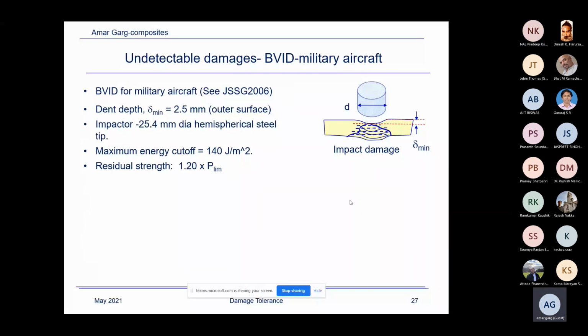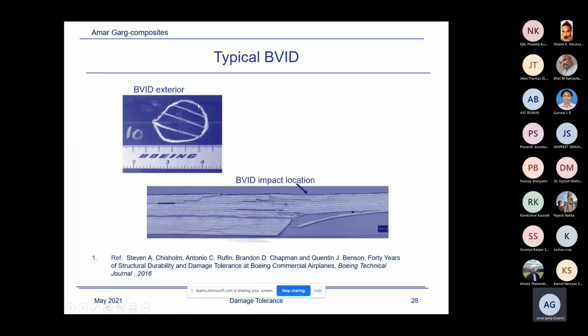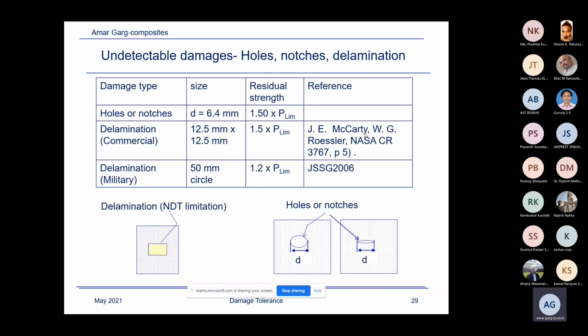The undetectable damages, again, I won't go into the details I've explained earlier. This is just a picture I had taken from one of the Boeing references. This is in the public domain, so I could provide this picture to you. The delamination or disbonds at the interface, which you need to consider for initial damage, that is undetectable damages like a half-inch by half-inch flaw. But military aircraft consider about 50 millimeter, 2 inches diameter, according to JSSG. I have discussed this earlier, so I won't go into the details.